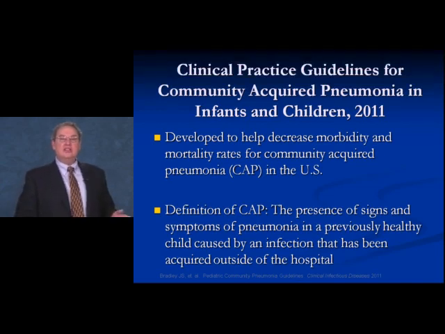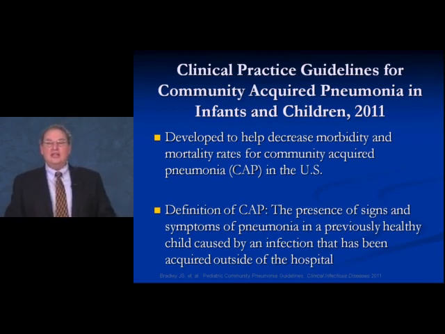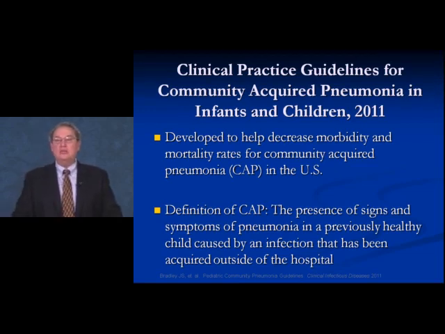Now, I'd like to move on to discuss the clinical practice guidelines, which were published in 2011. They were developed to help decrease morbidity and mortality for community-acquired pneumonia in the United States. The definition of community-acquired pneumonia is the presence of signs and symptoms of pneumonia in a previously healthy child caused by an infection that has been acquired outside of the hospital.